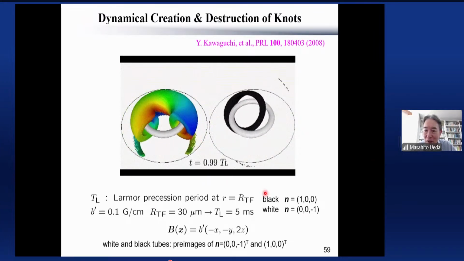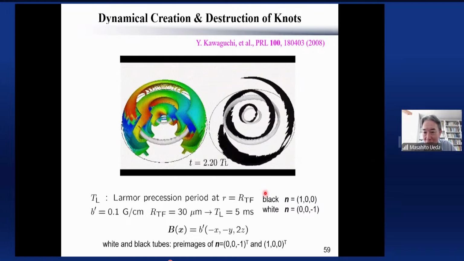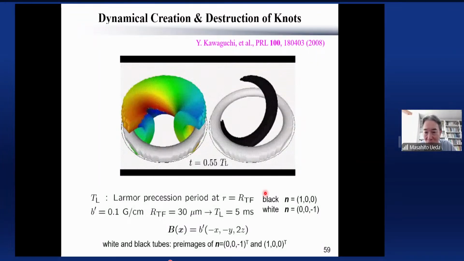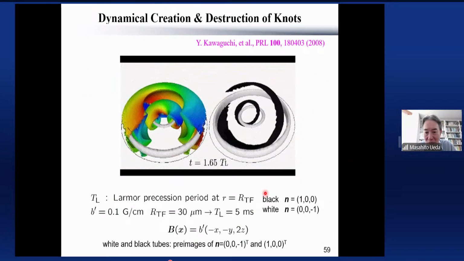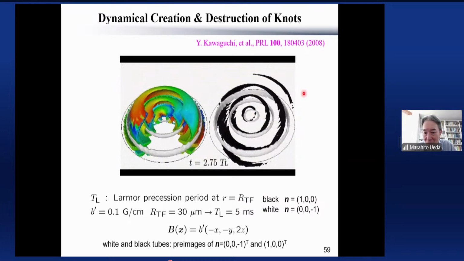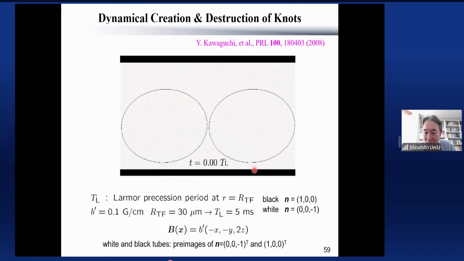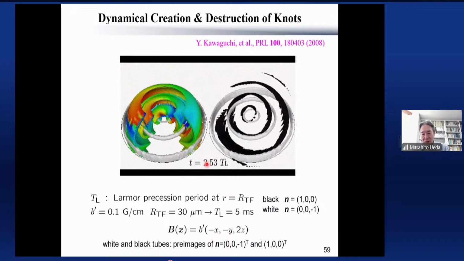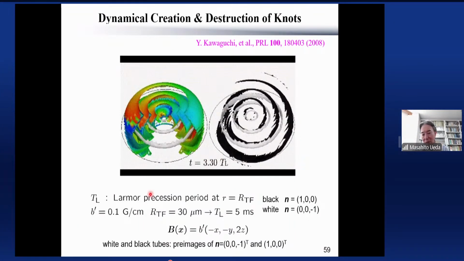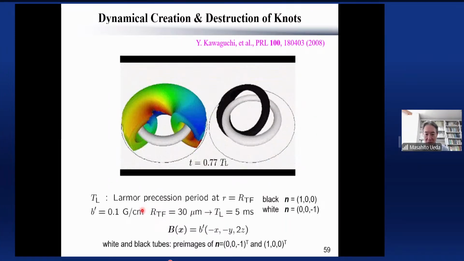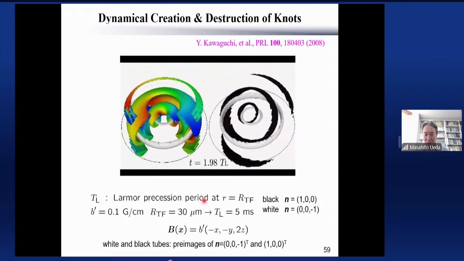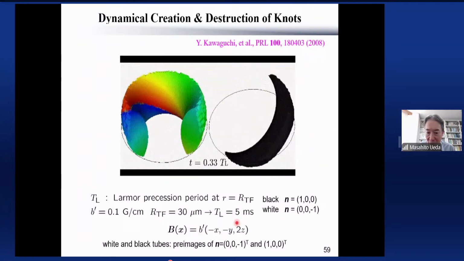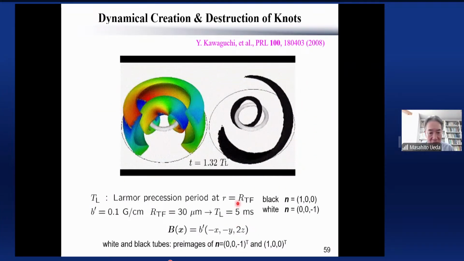And this panel shows the dynamical creation and destruction of knots. Under the influence of the quadrupolar magnetic field, one after another knot enters the BEC from its periphery. And the solid circle here indicates the periphery of the BEC on the XY plane. The time is measured in units of the Larmor precession frequency at the Thomas-Fermi radius. And the parameter B is 0.1 Gauss per centimeter, and the Thomas-Fermi radius is about 30 micrometers. Therefore, T_L is about 5 milliseconds, which is experimentally realizable.